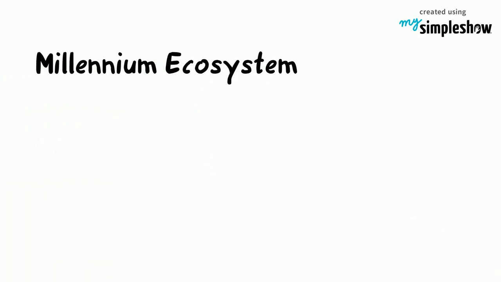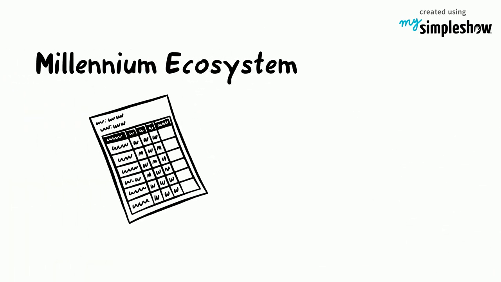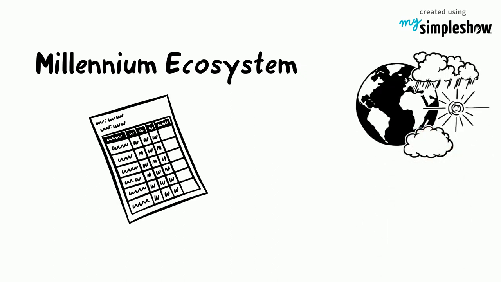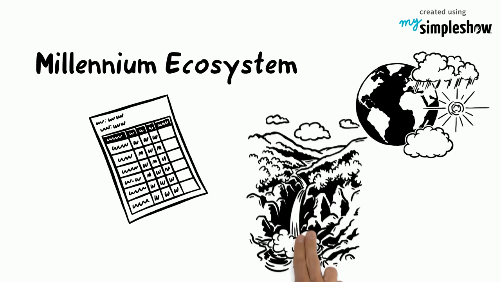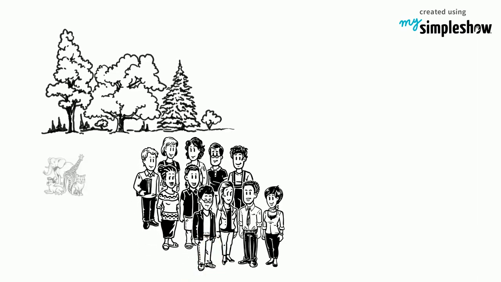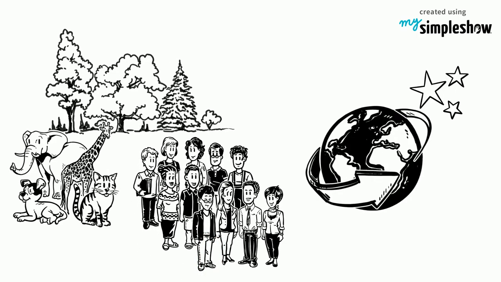The Millennium Ecosystem Assessment, which studies human impact on the environment, states that climate change is likely to become one of the most significant drivers of biodiversity loss by the end of the century. Just like us, plants and animals need the world to be hospitable. If we can do our part to help them, they can help us too.